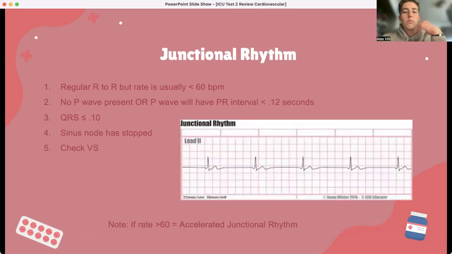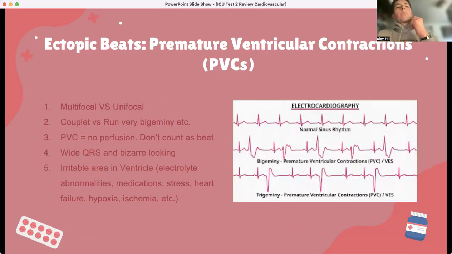No P wave. This is the junctional rhythm. We already talked about this earlier. Junctional rhythm, because it's being regulated by the AV node, is at 40 to 60 beats per minute. So it'll be less than 60 if it's junctional rhythm. If it's greater than 60, it'll be accelerated junctional rhythm, because that's an abnormally fast rate for the AV node to automate. And like I said, there's no P wave or a P wave that's super close, because it's depolarizing atria and ventricles at the same time.